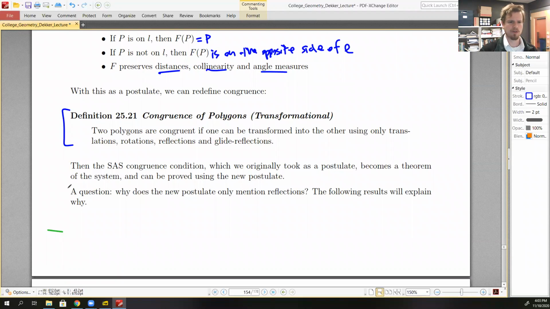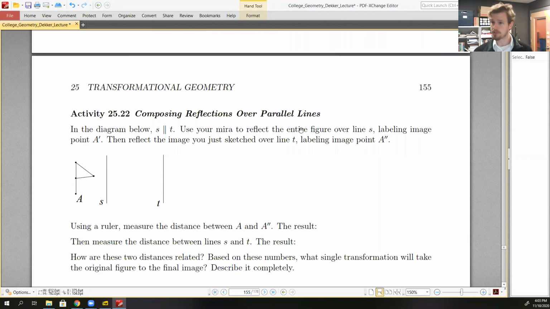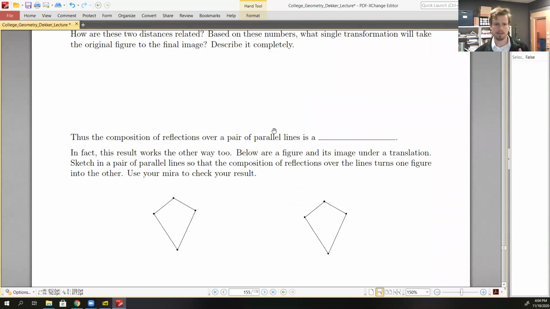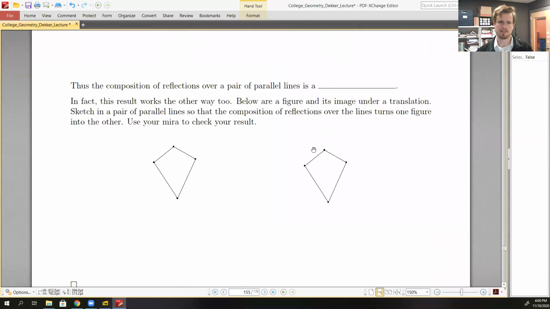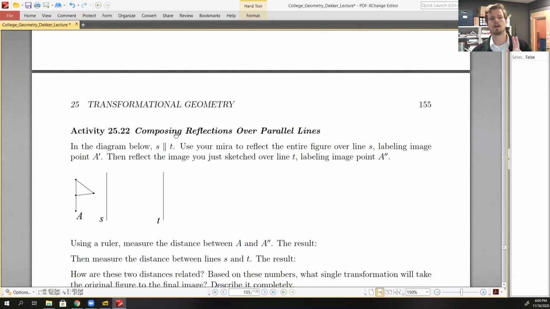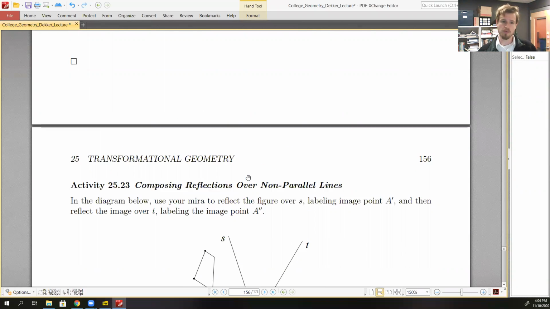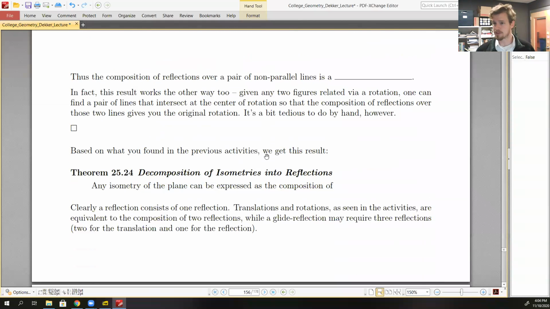All right, so you might ask yourself, why does our axiom 16, the reflection postulate, only consider the isometry of reflection? Well, that is under consideration for the following activity. So I would encourage you guys to complete this activity. And there's a couple of comments that I want to make about it. It's not a short activity, and there's two of them actually. So composing reflections over parallel lines, and then composing reflections over non-parallel lines. And when you perform these reflections, you'll be able to come up with some conclusions, make some observations, and it will actually provide for you the completion of this theorem.